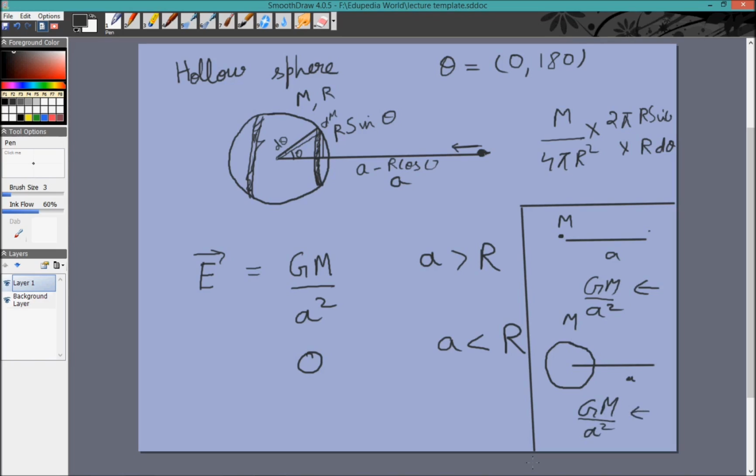So if we want to calculate the gravitational force or gravitational field due to a hollow sphere, we can just assume that it is not a hollow sphere. In fact, it is a particle of the same mass placed at the center of the hollow sphere. You can just take the complete hollow sphere and shrink it down to an object of mass m at the center, and it will give you the same result, right?